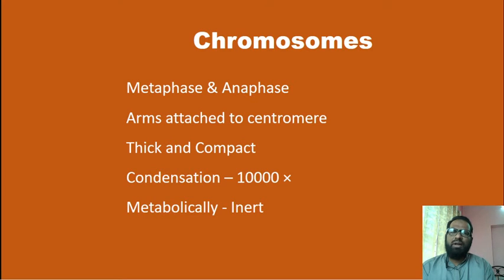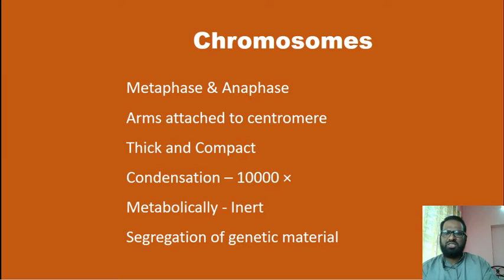Another very important feature is that in the case of the heterochromatin, we discussed that they are metabolically active, whereas the chromosomes are metabolically inert. They can neither undergo replication of the DNA molecule, nor undergo transcription. There is no possibility of replication and no possibility of transcription. That's why the chromosomes are considered inert structures.